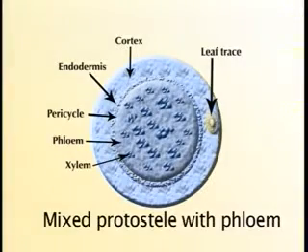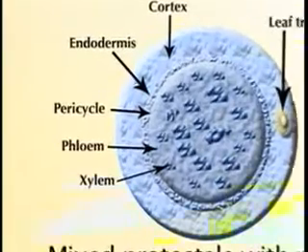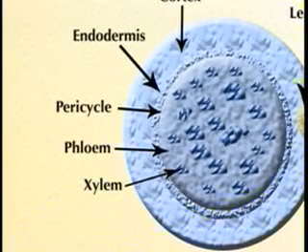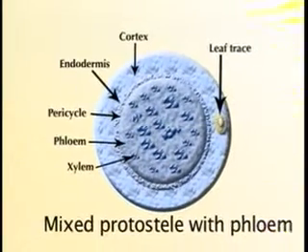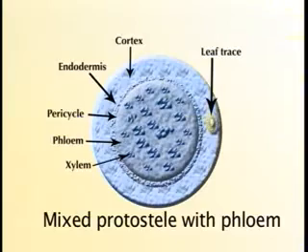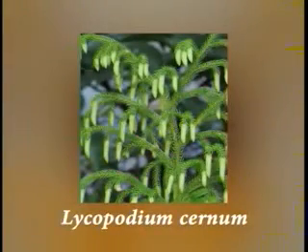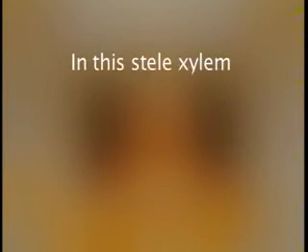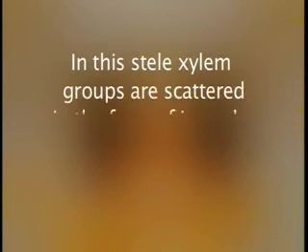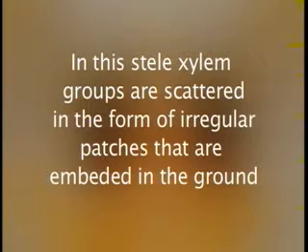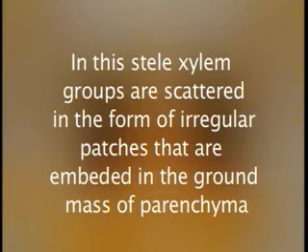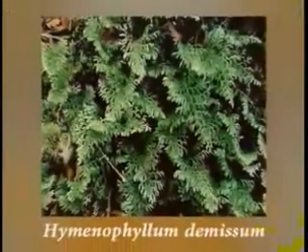Mixed protostele with phloem. In this stele, xylem groups are scattered in the form of irregular patches that are embedded in the ground mass of phloem. It is found in Lycopodium cernuum. Mixed protostele with parenchyma. In this stele, xylem groups are scattered in the form of irregular patches that are embedded in the ground mass of parenchyma. It is found in Hymenophyllum demissum.